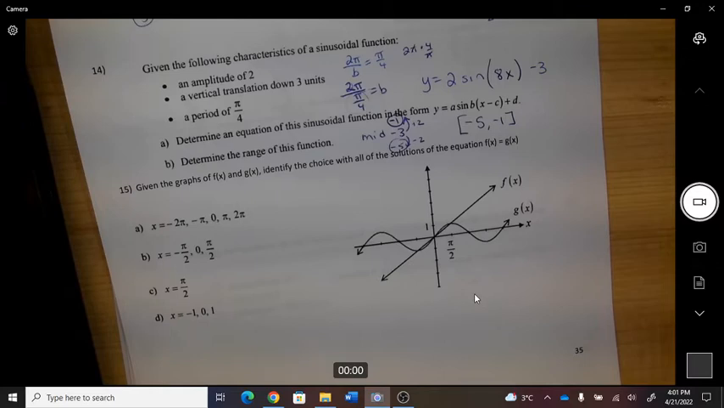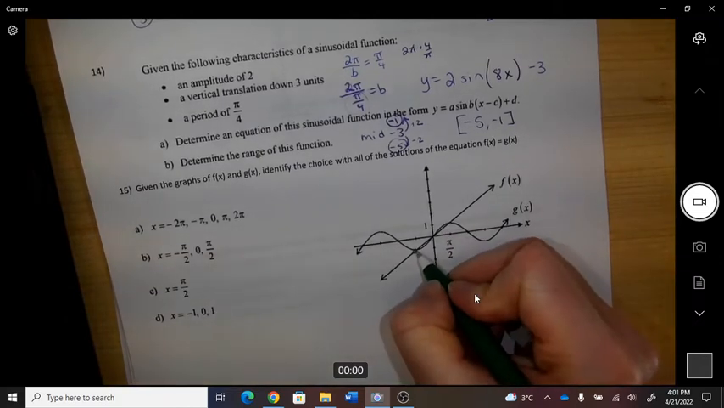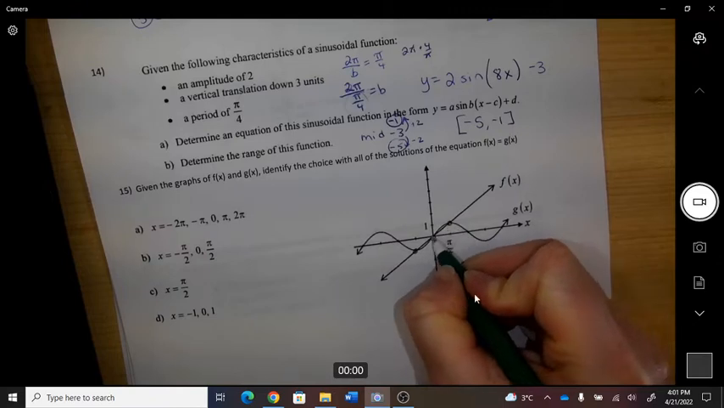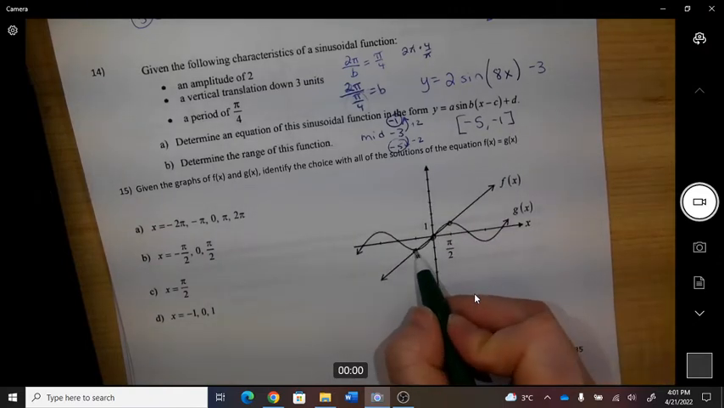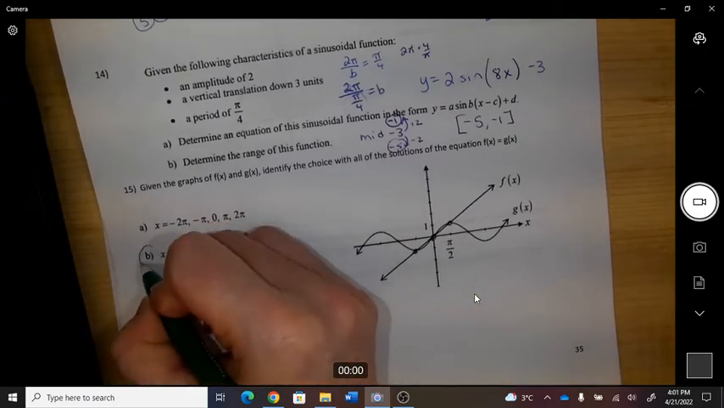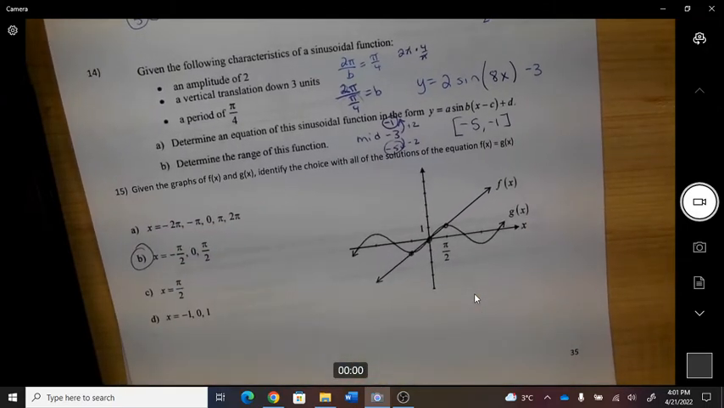Given these graphs, identify the choice of the solutions. Where does f of x equal g of x? So where do they intersect? Looks like there's 3 spots there. So this would be negative pi over 2, 0, and pi over 2, just where they intersect.